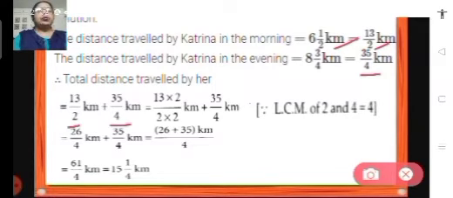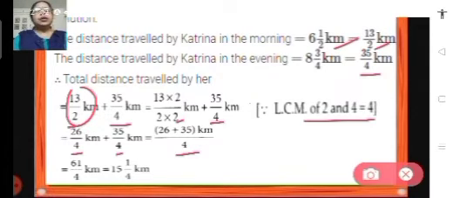So, what do we do? We multiply this fraction 13 upon 2 by 2 because LCM of 2 and 4 is 4, and here we already have the denominator 4. So, we do not multiply this fraction with any number. So, we get 26 upon 4 plus 35 upon 4. We take the common denominator 4 and then add the numerators 26 and 35. What do we get? We get 61 upon 4 kilometers, and which is expressed as 1 upon 4 kilometer as a mixed fraction.